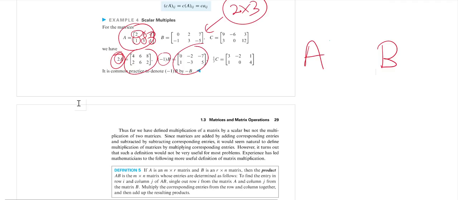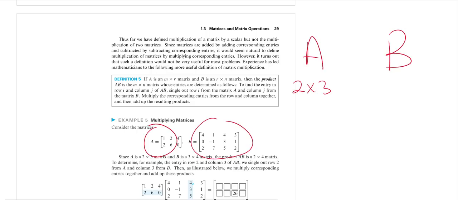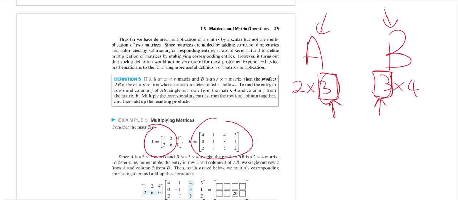So the compatibility here is a little bit subtle compared to what we have for addition and subtraction. In order for these two matrices to be compatible in terms of multiplication, let's look at this example. Your A here is of size 2 by 3, and B here is of size 3 by 4. We say these two matrices are compatible in terms of multiplication if and only if the inner numbers here are the same. If these two numbers are the same, then we say that they are compatible.